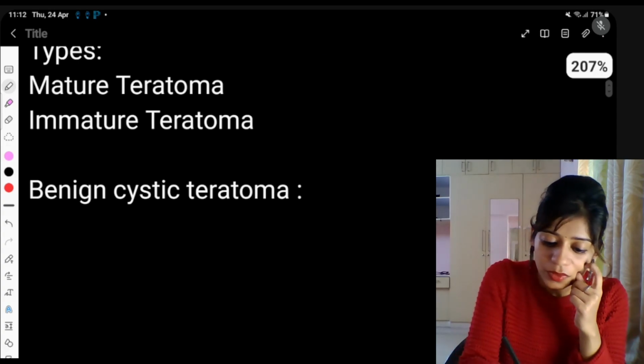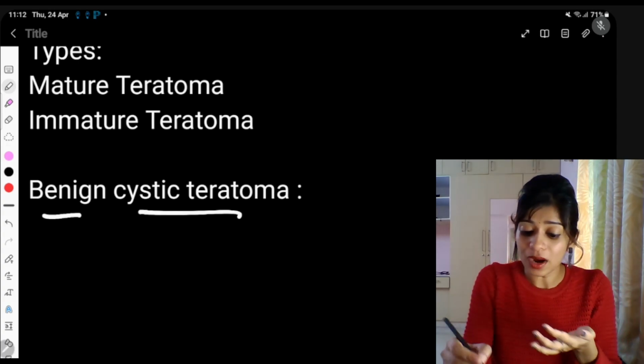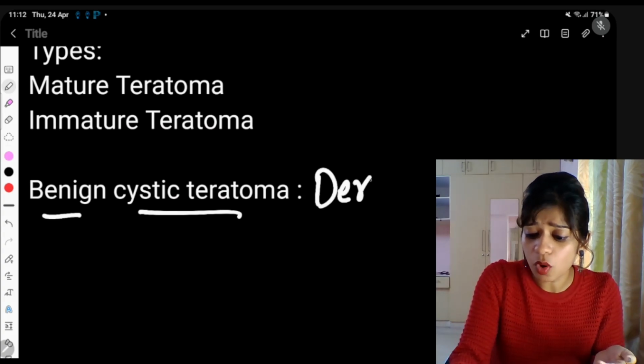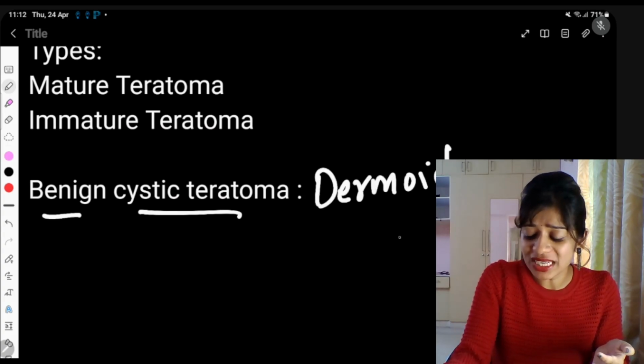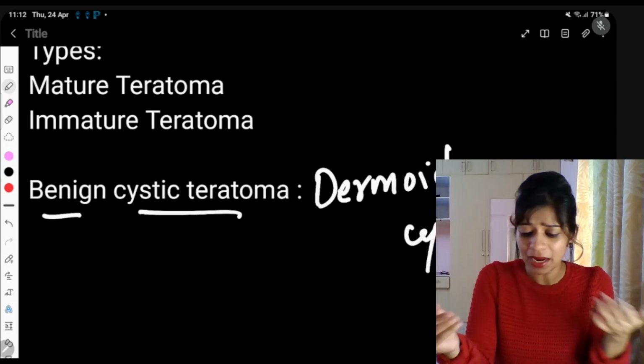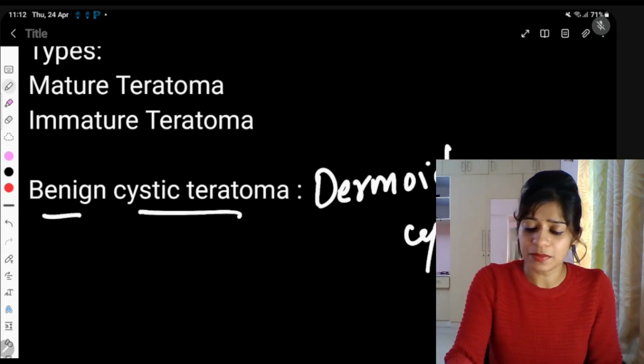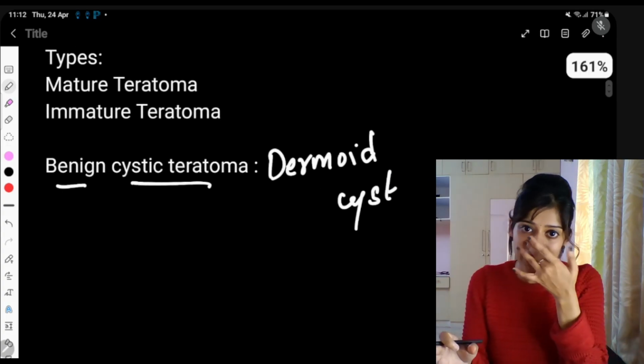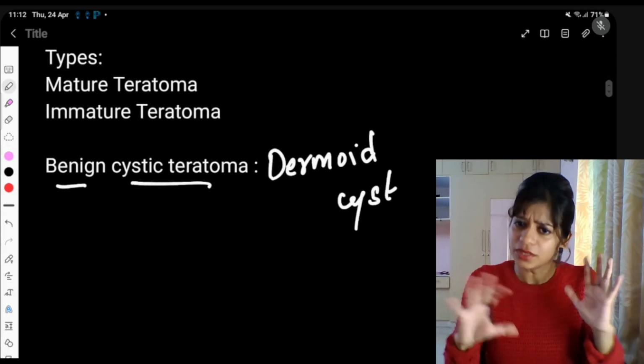So here, just one liner. A benign cystic teratoma is also called a dermoid cyst. Don't go too much deep into it. Okay, it might come as a one-mark question or as an MCQ. So a benign cystic teratoma is called what? It's a dermoid cyst, a reminder.